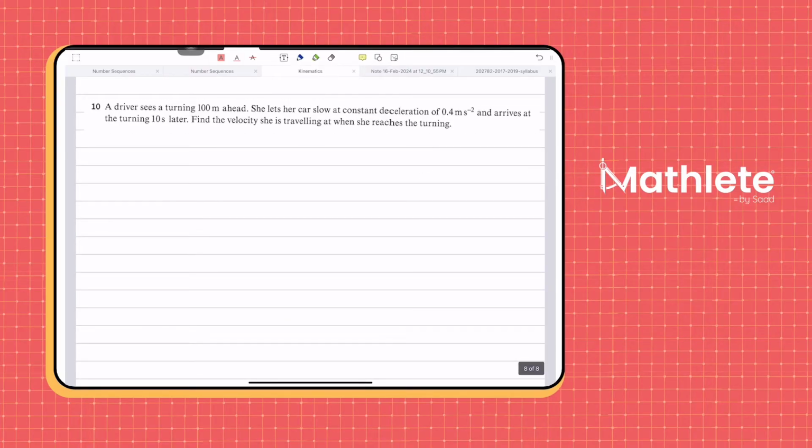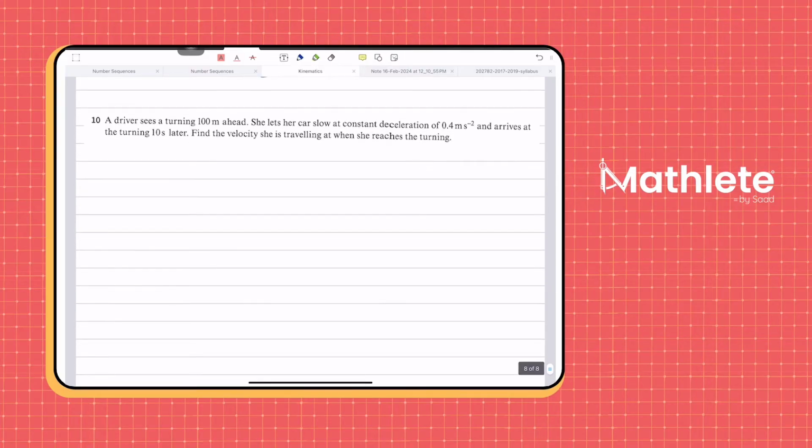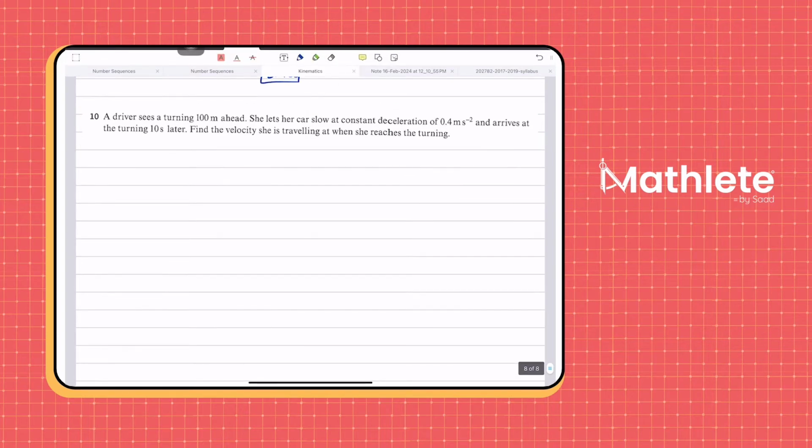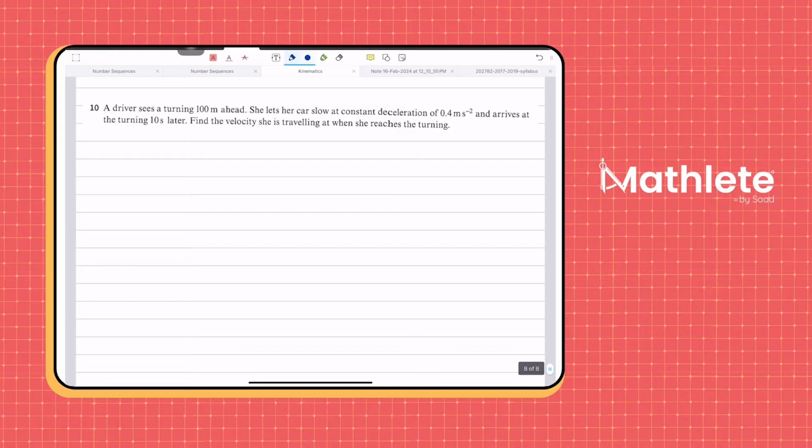Okay, now let's do another question. So this one is slightly more complicated. Let's see what it says. A driver sees a turning 100 meter ahead. She lets her car slow down at constant deceleration of 0.4 meter per second squared and arrives at the turning 10 seconds later. Find the velocity she is traveling at when she reaches the turning.